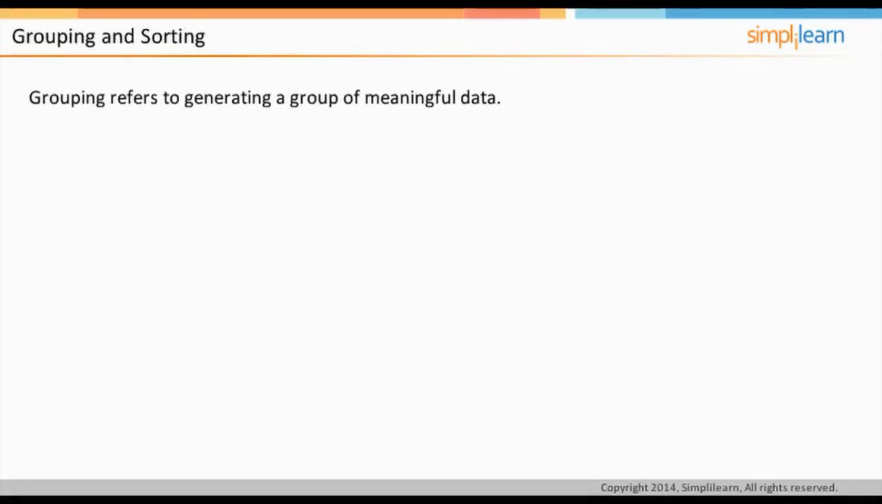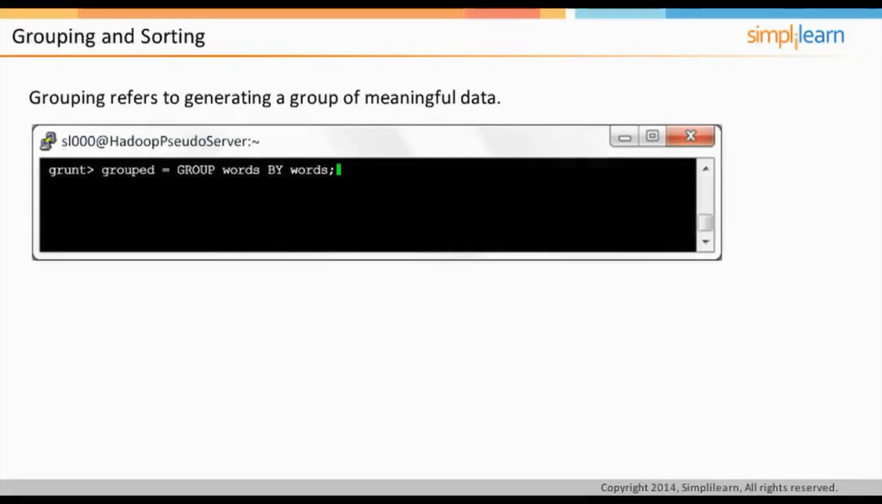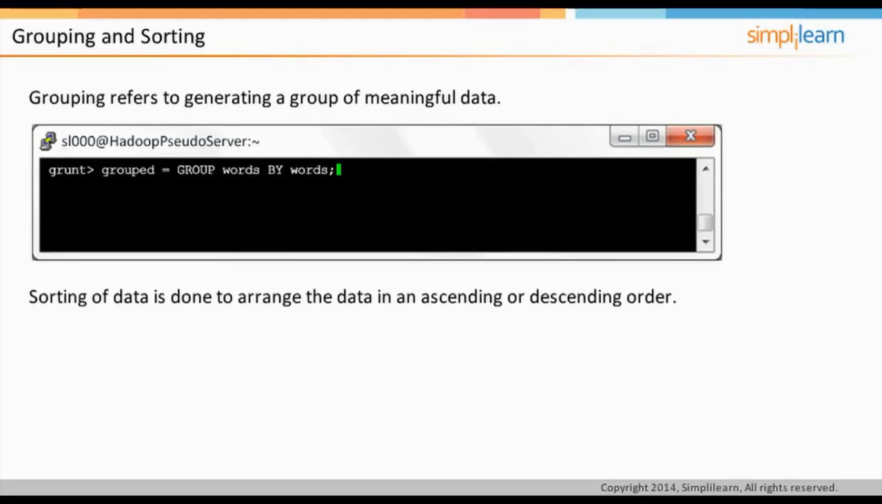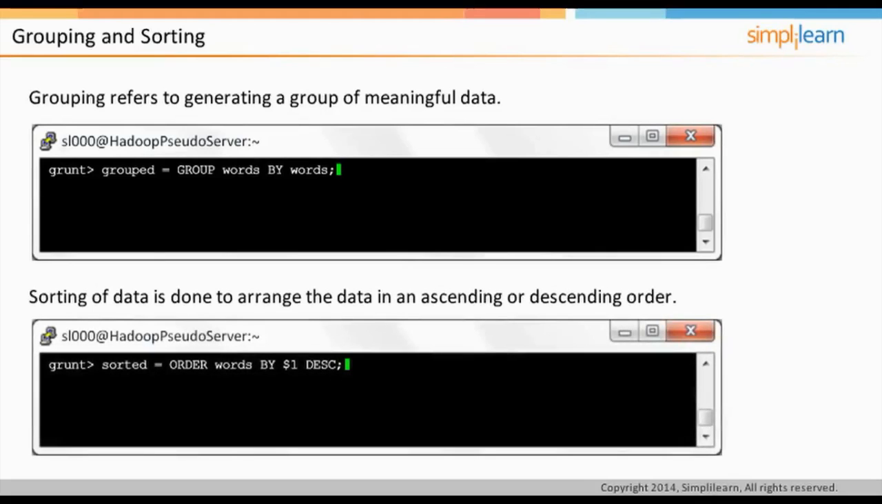Grouping refers to generating a group of meaningful data. An example for the same is shown in the image. Sorting of data refers to arranging the data in either ascending or descending order. This is shown in the image. In the next screen, we will discuss combining and splitting.